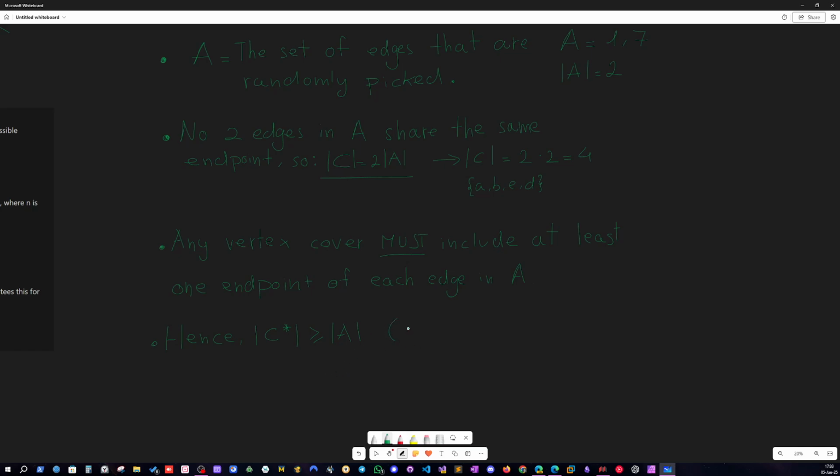So what does it mean? It means that the number of nodes must be at least the number of edges.